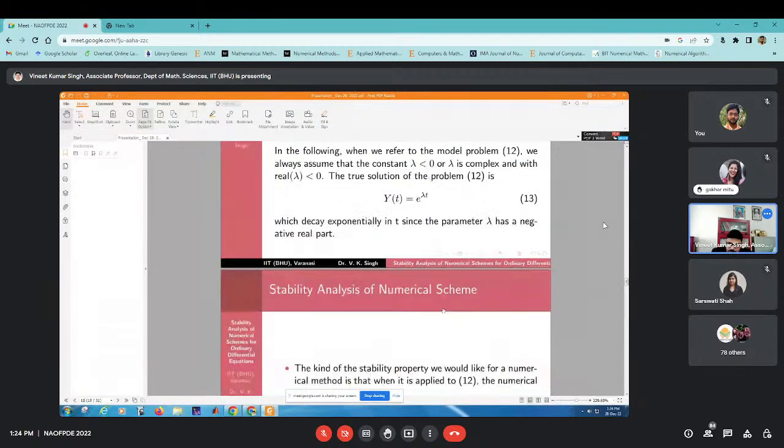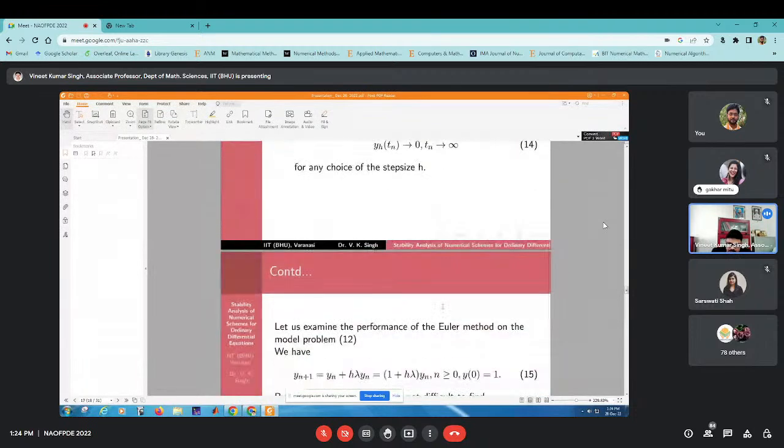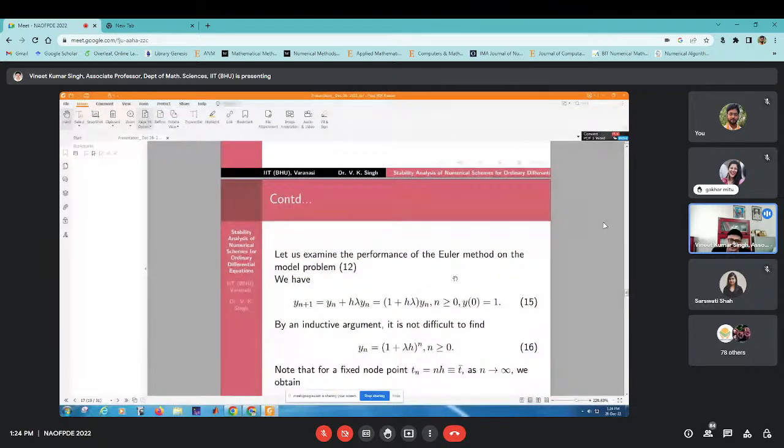Here I have taken two types of well-known numerical methods. One is the Euler method. All of you know that for initial value problems, a lot of well-known numerical schemes are available. One of them is the Euler method, and the second scheme is the modified Euler method, and the Runge-Kutta method is also available. But I have chosen only two methods.